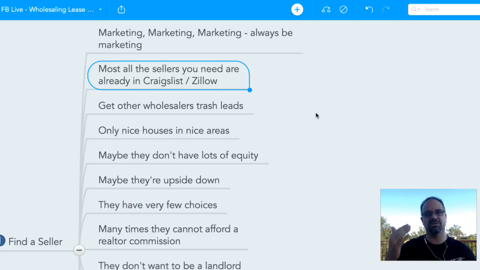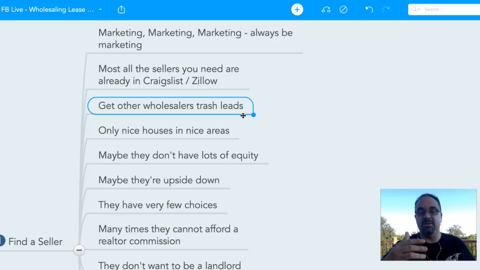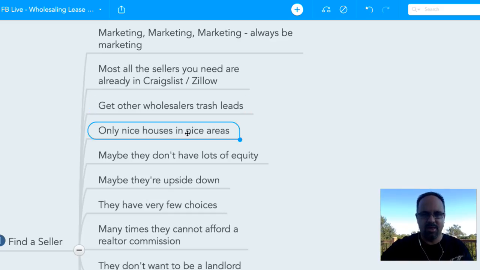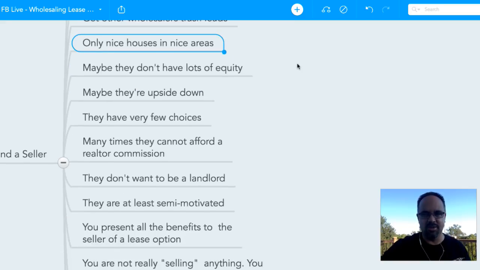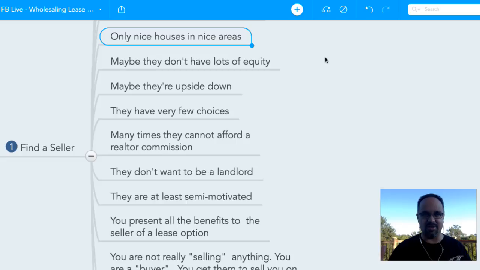As I go through this mind map, I'm going to be showing you different techniques and different tools that I use where I don't even actually do the marketing. My virtual assistant does. You can also get leads from other wholesalers, leads that your other wholesalers will throw away. When you're looking for sellers, you only want to look for nice homes in nice areas, okay? And it's okay if the house doesn't have a lot of equity. That's all right. Maybe they're even upside down.